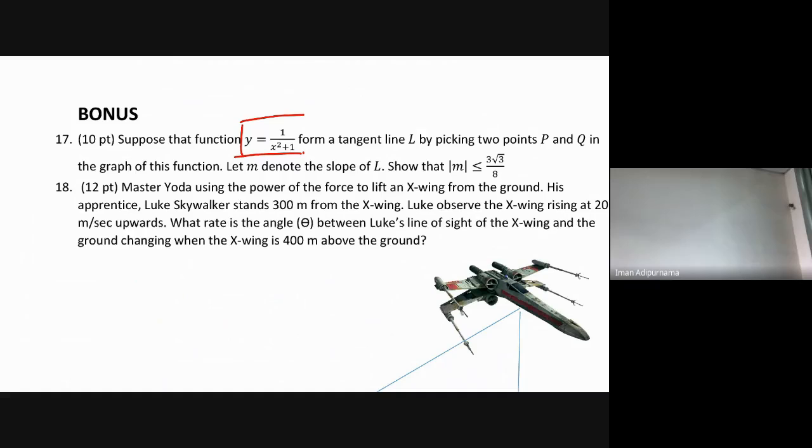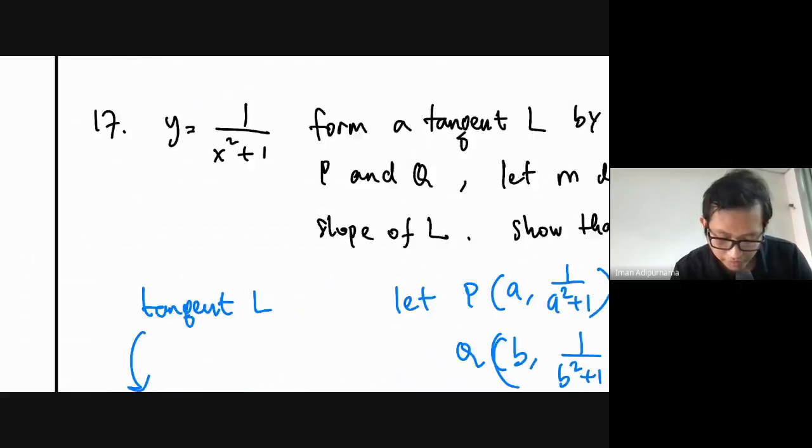So the function is 1 over x squared plus 1. It forms a tangent line L by picking 2 points P and Q from the function. You may visualize with a graph, if not also fine, but this tangent line L is actually the line from P and Q. Okay, so let me go to details because I think we run out of time. Okay, let me go from here.